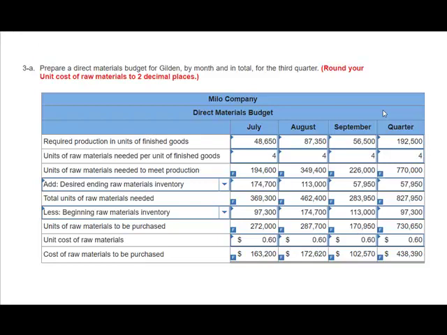Then you add those together, get your subtotal of total units of raw materials needed for the entire quarter, and then subtract the beginning raw materials inventory from the July column. Finally, you'll get your total units of materials that need to be purchased. And by the way, you can get that number also by adding across the July, August, and September units of raw material that need to be purchased. And then finally, to finish the problem, multiply by the unit cost of the materials to get your total cost of raw materials to be purchased for the entire quarter.